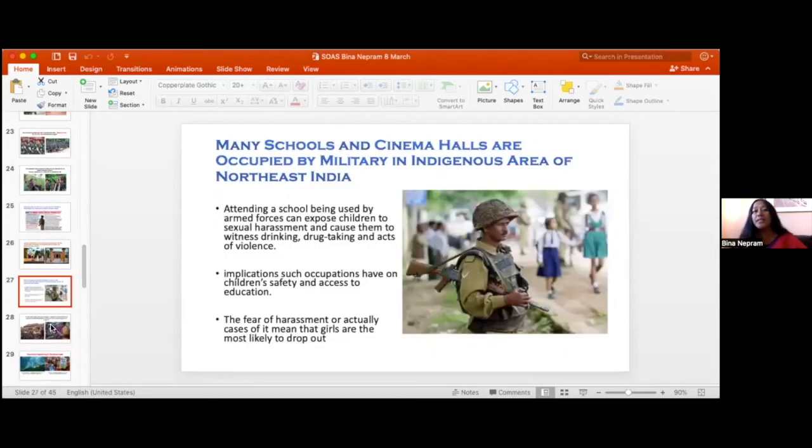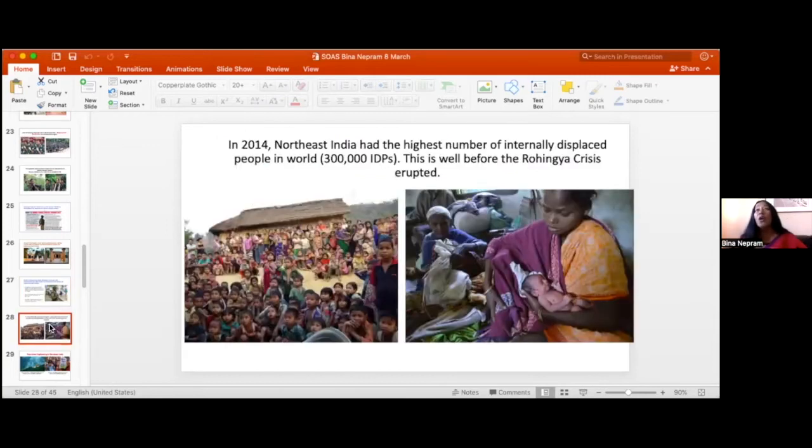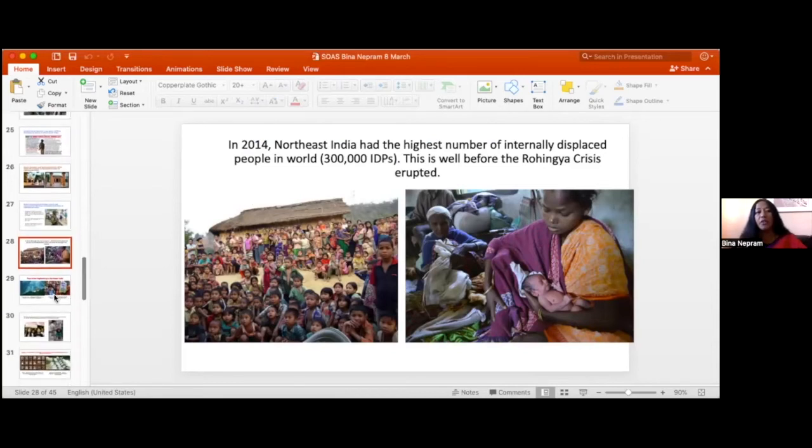Our schools and cinema halls were occupied. We have discovered mass graves, and we heard about the Rohingya crisis, but before the Rohingya crisis, the northeast of India had one of the highest displacements, but no one talks about it because foreign journalists are not allowed in the northeast of India.